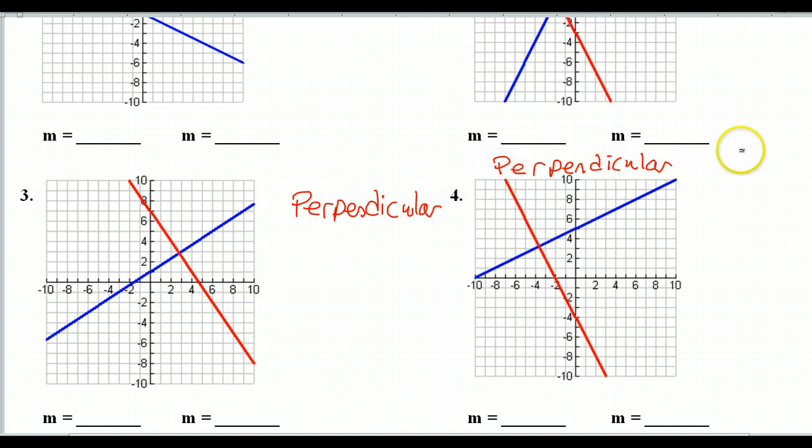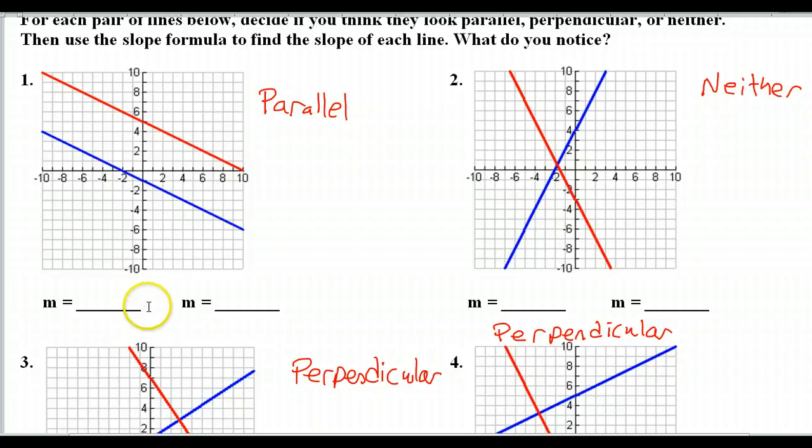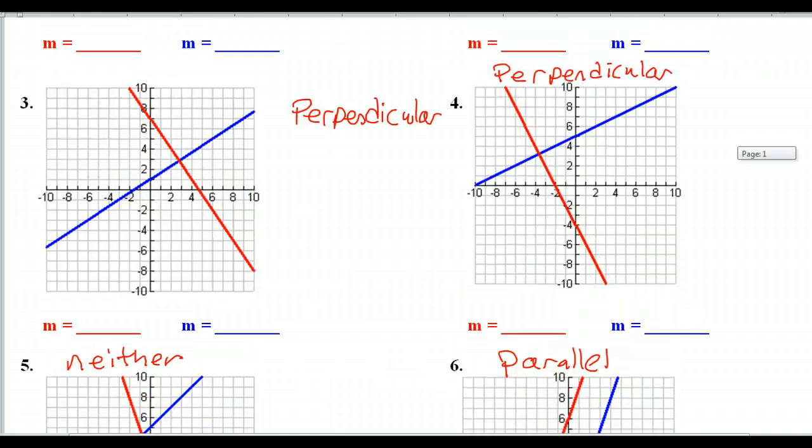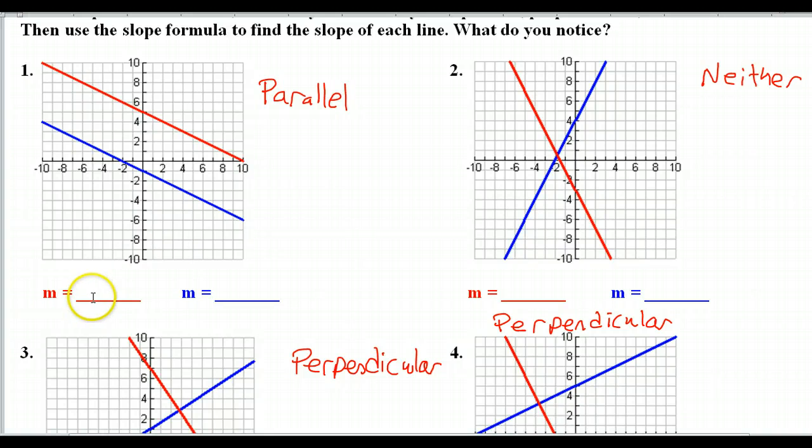Alright, now, so we did the first part. Do we think it's parallel, perpendicular, or neither? Now we got to do the second part. Use the slope formula to find the slope of each line. Okay, so let's find the slope of each red line, and then we'll find the slope of each blue line. So I've color coordinated this to make it easy to follow. So we'll put the slope of the red line here, and we'll put the slope of the blue line here. Let's start with the red line.